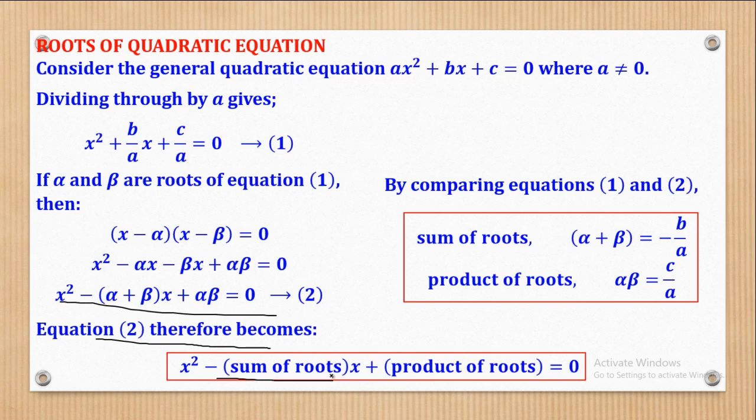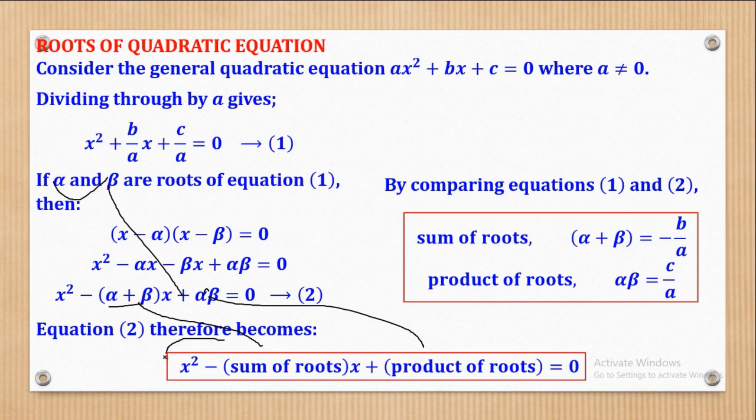So from equation 2, this is what we get, because remember we said these two are roots, and alpha plus beta is called the sum. That is why you see a sum of roots, and alpha beta is a product. That's why you see a product of roots. So this expression is very vital, and we shall use it more frequently.